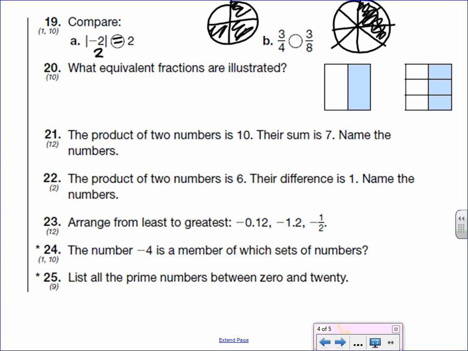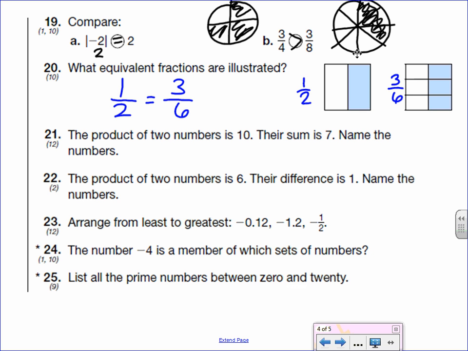So clearly, 3/4 is larger. 3/4 is more than half. 3/8 is less than half. That's another way to look at it. The shaded parts that they give us, well, this one is 1/2, and this one, 3 is shaded out of the 6 total. So what they're showing us is that 1/2 is equal to 3/6.